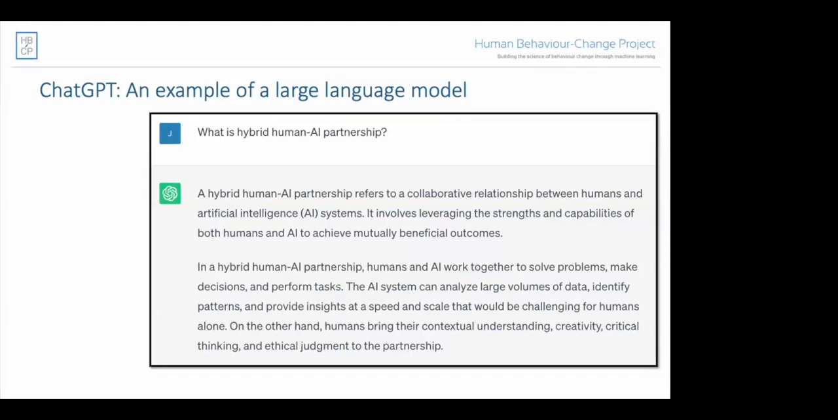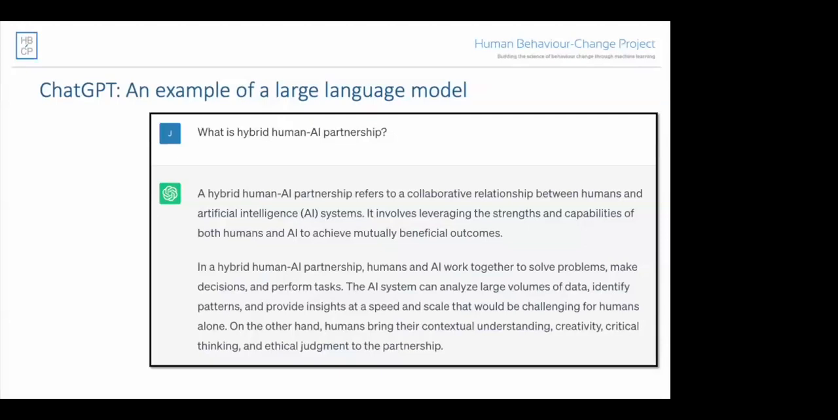So this illustrates the pattern of response to the question, rather than a real deep understanding of what roles an AI system could play in this context. But leaving that aside, I think the substantial points that it responds with, where it says the AI system can analyze large volumes of data, identify patterns, and provide insights at a speed and scale that would be challenging for humans alone.